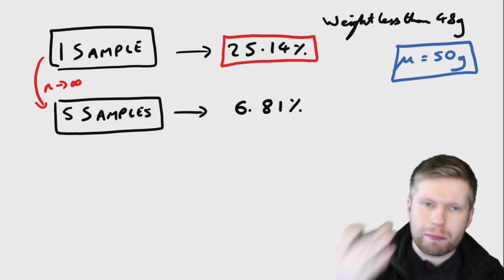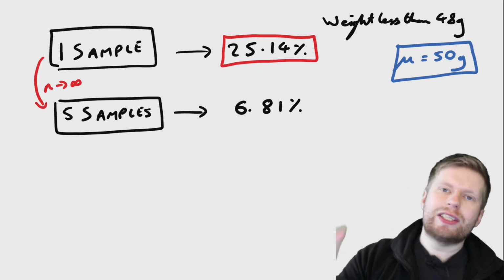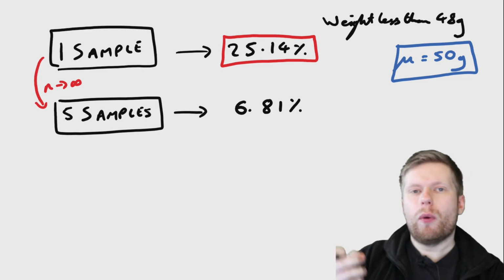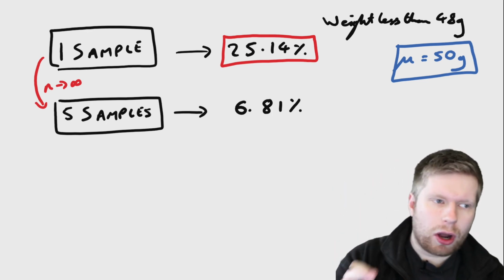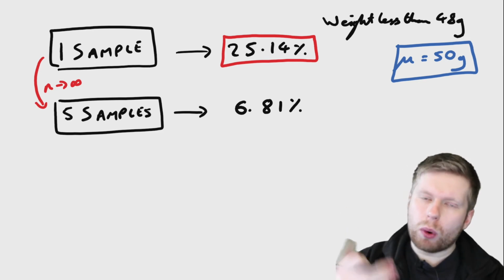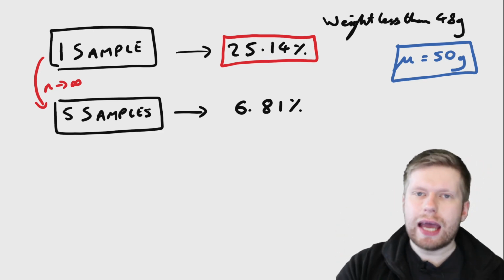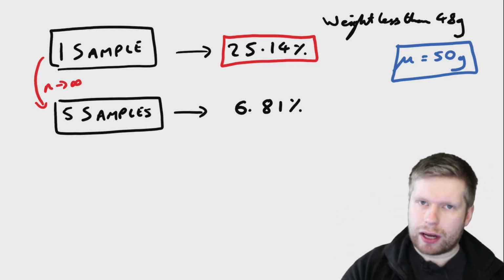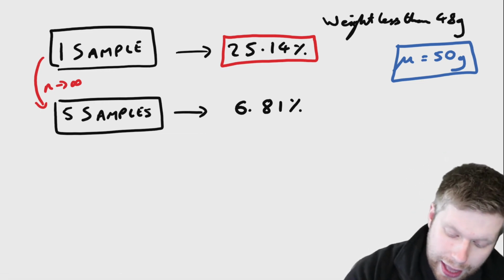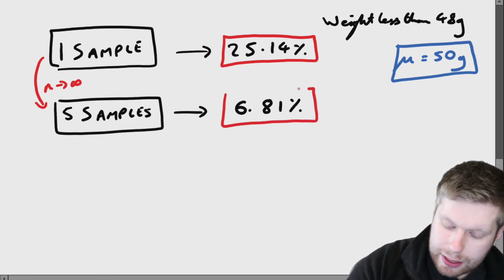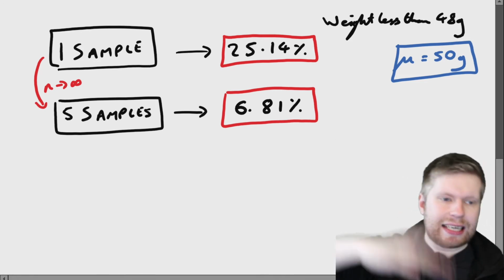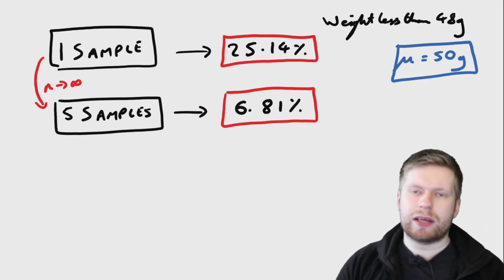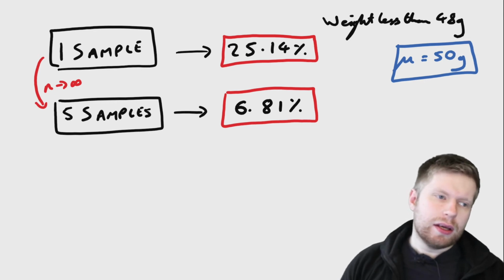The idea is that if you take more and more samples, the probability of obtaining a sample which is further away from the true population mean, in other words obtaining outliers in your data, should decrease. You're more likely to get values close to 50 and less likely to get values away from 50. You can see that makes sense from what we've calculated, because as soon as I look at 5 samples, that probability dramatically decreases, about 5 times less, to about 6 or 7%, okay? So just be aware of that.